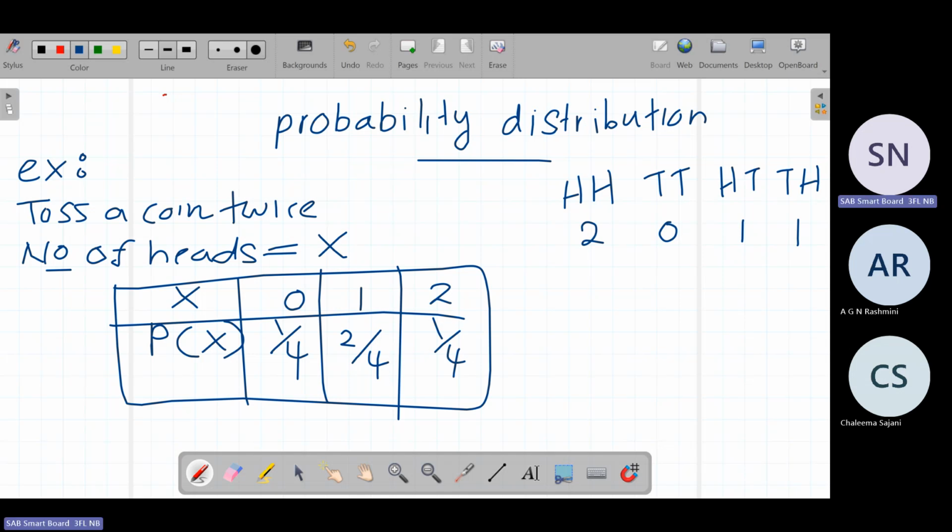In the probability distribution, we find the probability values for the corresponding random variable. First we identify a particular random variable, then we assign numerical values to it. In the statistical process we need numerical data, therefore we assign numerical values to the particular random variable. After that we calculate the probability values. Understood? This is what we call the probability distribution. It's clear?